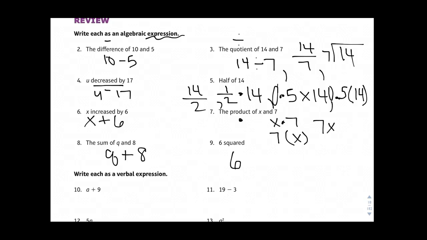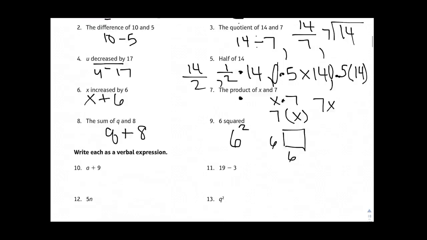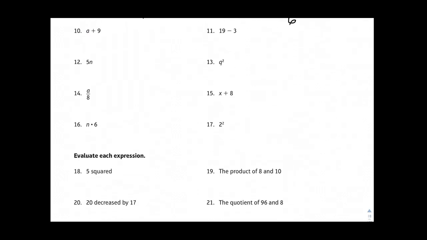6 squared looks like this. I also would have taken 6 times 6. Okay? So now they want you to switch it. So they gave you the equation. They want you to give a verbal. For sake of time, I'm not going to write my verbal out, but you need to write it. So I will give an example for the first one, and then the rest of them you have to write, but I will not. The reason why you have to write it is because these are your notes.